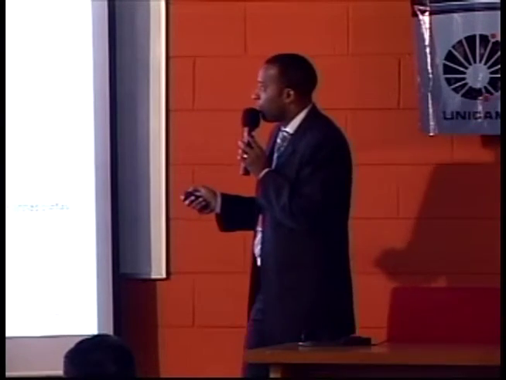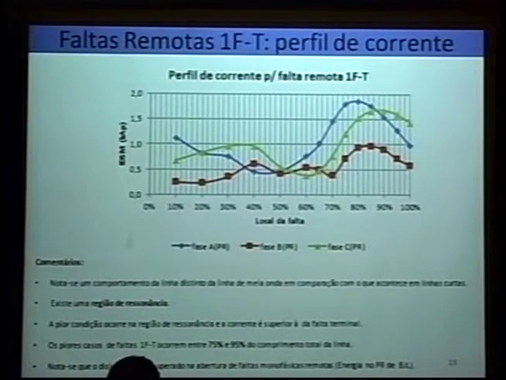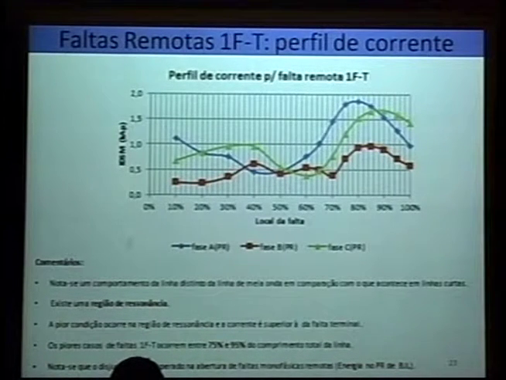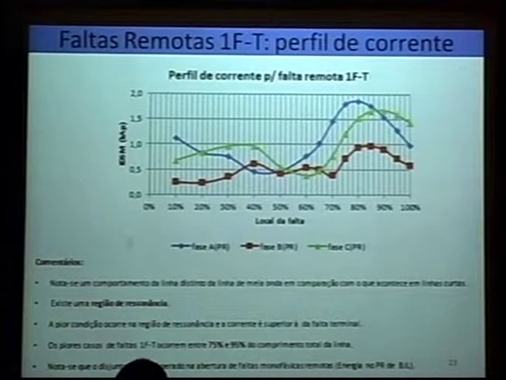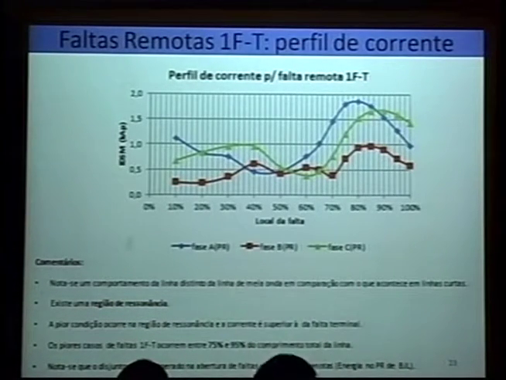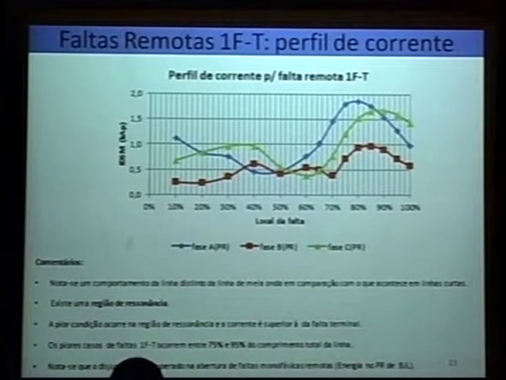In this graph, we present the current profile for single-phase ground fault. What we noticed was that there's a different behavior for the half-wave length line in comparison to short lines. When the fault goes far from the generator terminal, the current decreases until approximately the middle of the line, and this is a normal behavior for a short line. From this length on, due to a positive sequence resonance, we have an increase in the current, which is unusual behavior for conventional lines. This also happens to three-phase faults that I'm going to present to you.